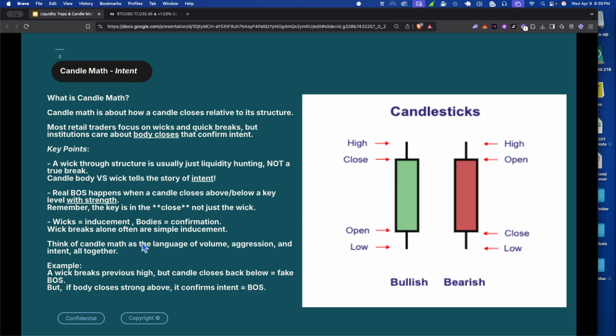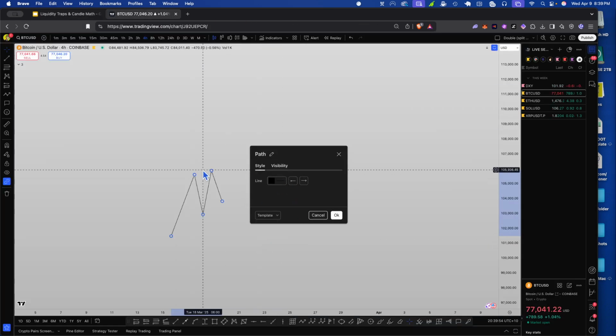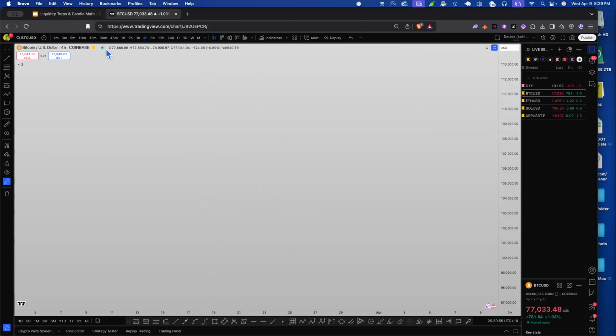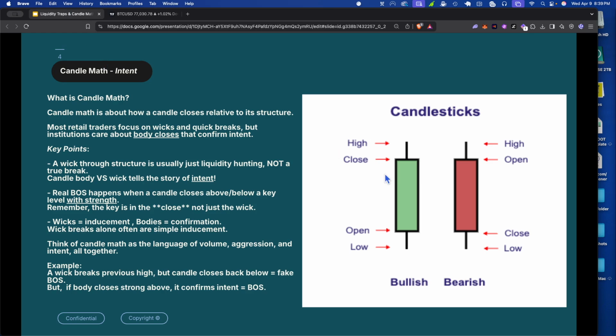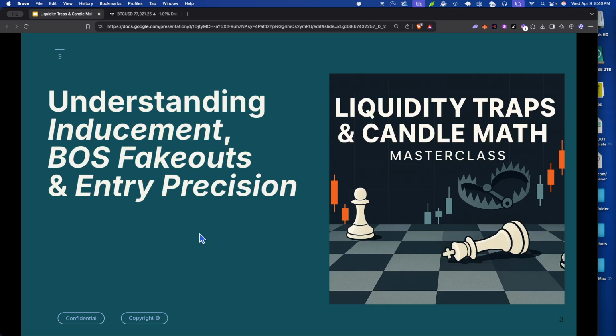Think of candle math as the language of volume, aggression, and intent all together. When we're looking at candles, we're not just looking at a succession of candles, but each candle tells a story. If you stop and analyze each candle properly, you will be surprised how much we can tell from the market. And this is what we're going to do a little bit later on.